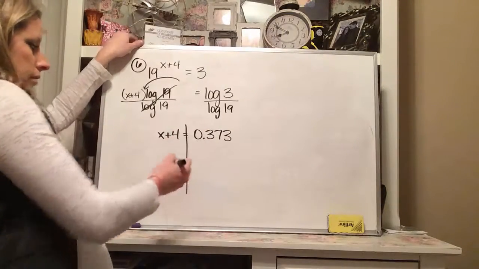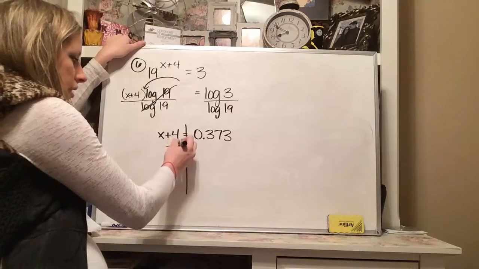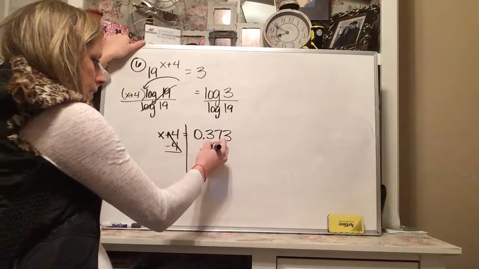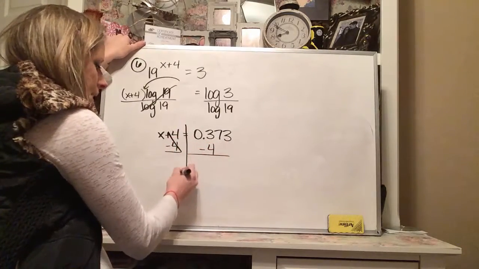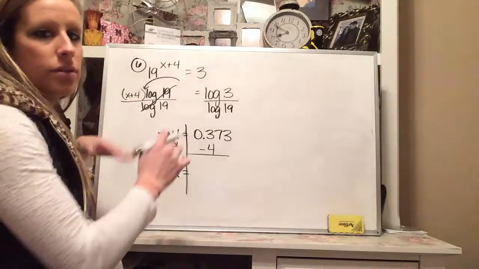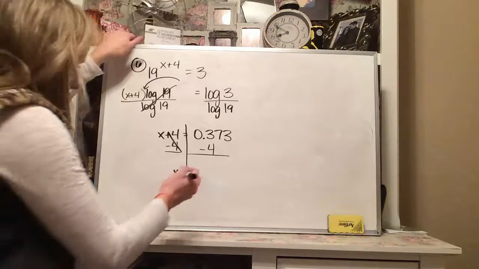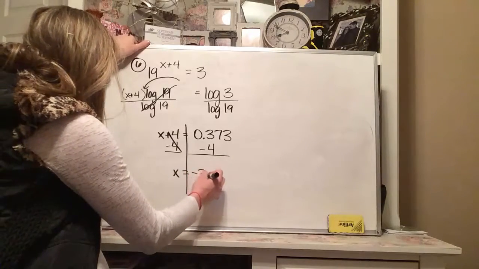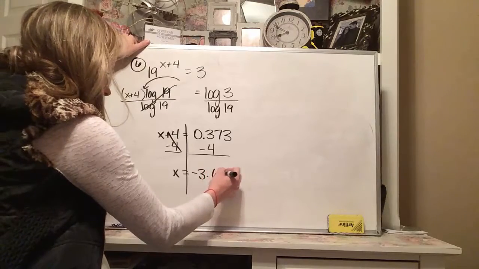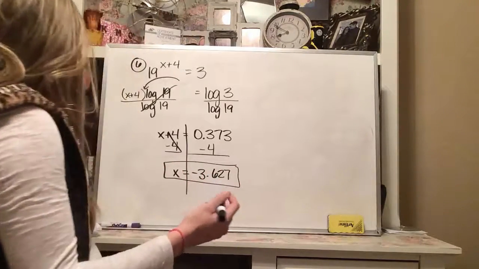Alright, and if I want to get x by itself, I'm going to have to subtract 4. But you need to save that part for last because it is in that binomial. Okay? Okay, so if I subtract 4, I get negative 3.627 for my answer.